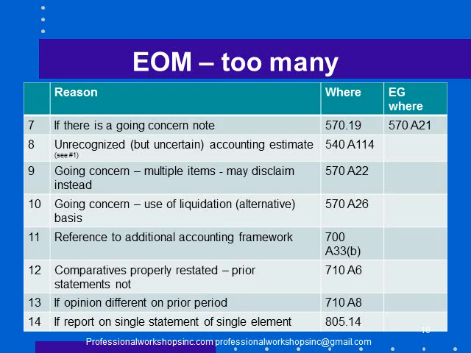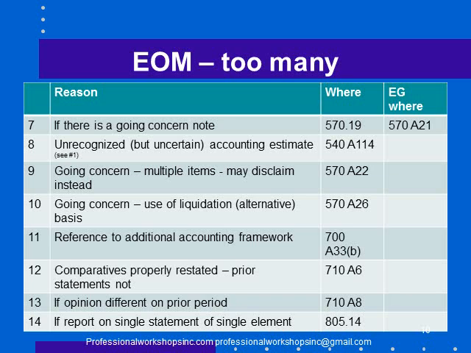Going concern, if you have many going concern items, you will either have an emphasis of matter paragraph or you might disclaim instead. Going concern, if we've decided that it's appropriate to use the liquidation or some alternative basis of accounting, and we've gone ahead and done that, or rather the client has, emphasis of matter paragraph maybe. If we have 2 accounting frameworks that we're using and we've referenced that, we might talk about that.